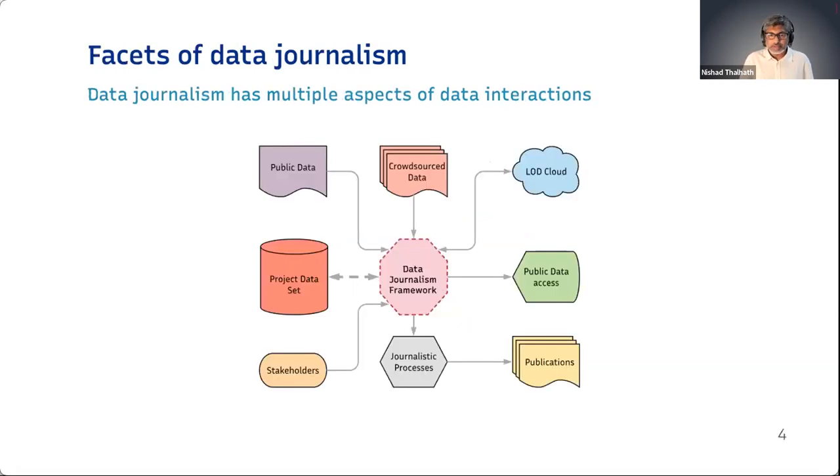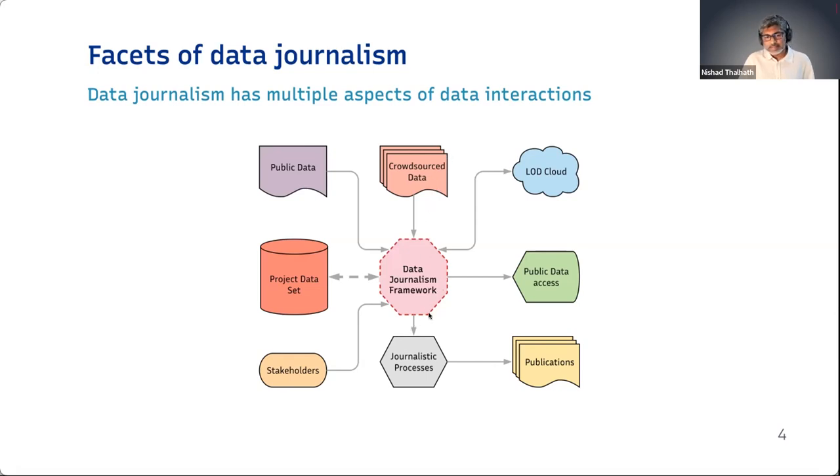If you look at a data journalism project, it's not like any other data collection or study process, because the framework of data journalism includes different facets of data collection and different aspects of data interaction. For example, data journalism projects mainly depend on public data. Then some projects have a project dataset which is exclusively created or organized for that specific project. Then stakeholders contribute data. Multiple stakeholders can be involved in a project and they can contribute data to the framework. Then the topmost and most important aspect is crowdsourced data, which requires interaction with a crowd or the general public, and we can collect a lot of information which otherwise would not be possible to acquire.